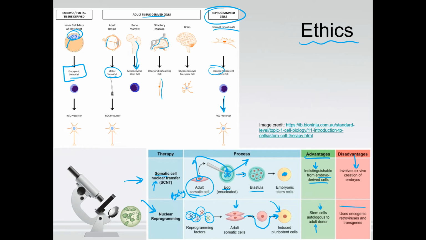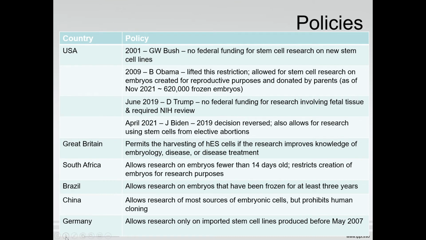The problem is those reprogramming factors are oncogenic retroviruses and transgenes. Oncogenic means cancer forming. And so it's kind of amazing that we can treat these cells to turn them into stem cells, but we also tend to turn them into cancer cells. And if someone is sick, the last thing that they need is to get more sick. So lots of ethical issues surrounding the use of stem cells. And so policy comes into play.